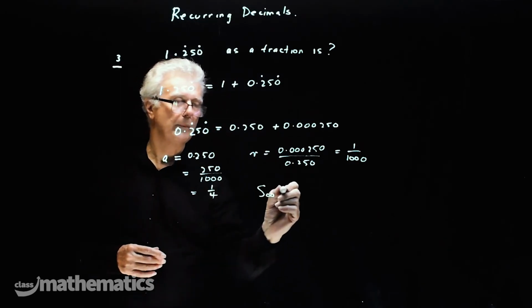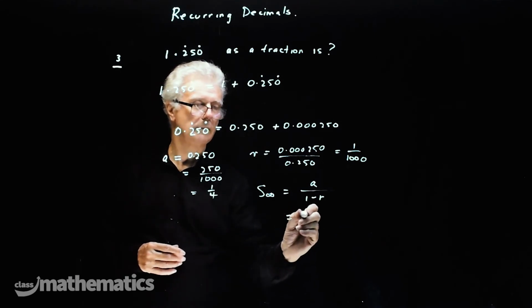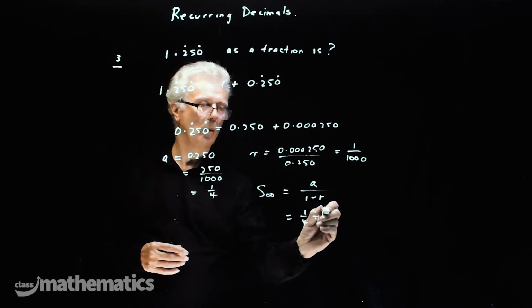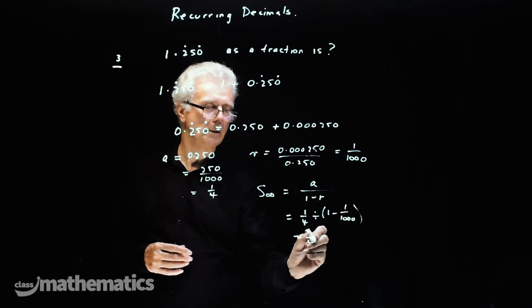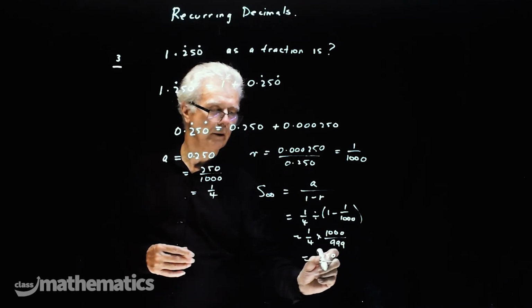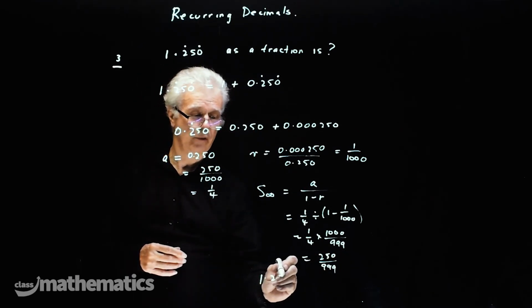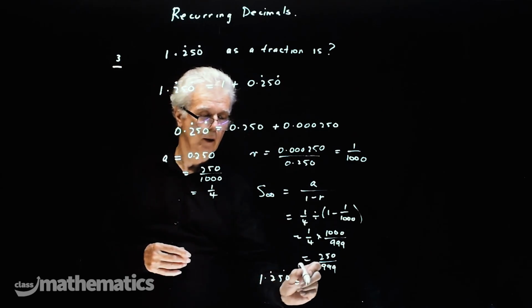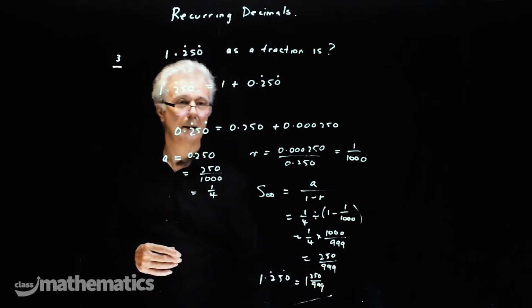Sum to infinity formula is A over 1 minus R. The A is 1/4, so that's 1/4 divided by 1 minus 1 over 1000. That gives me 1/4 times 1000 over 999, and that becomes 250 over 999. But we have to add on the 1, so 1.250 repeater equals 1 and 250 over 999. Done.